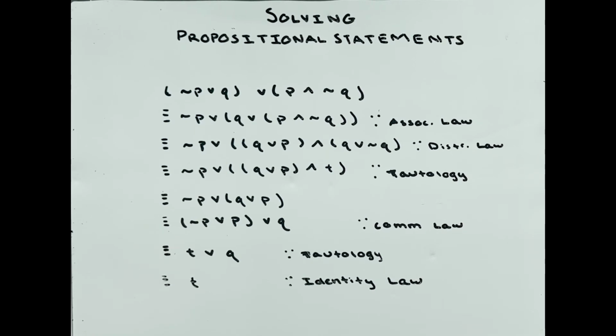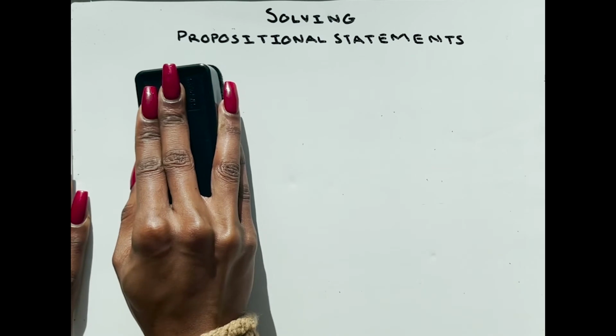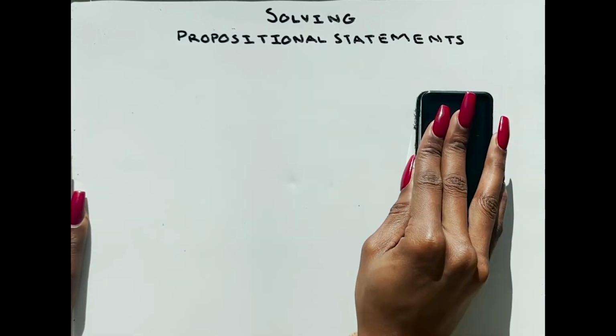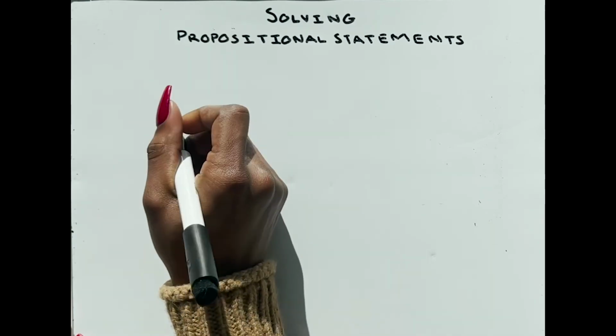Alrighty, so this is how you use algebraic laws to solve or prove a propositional statement. In our first example, we proved equivalency in the propositional statement. And in our second example, we proved the propositional statement was a tautology. As always, I'll leave you with an example to try on your own.